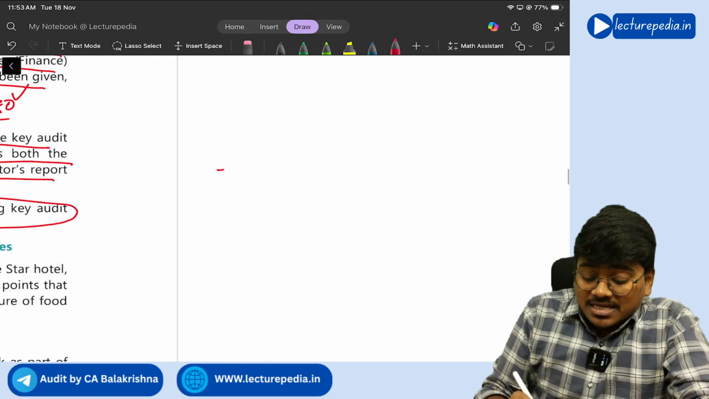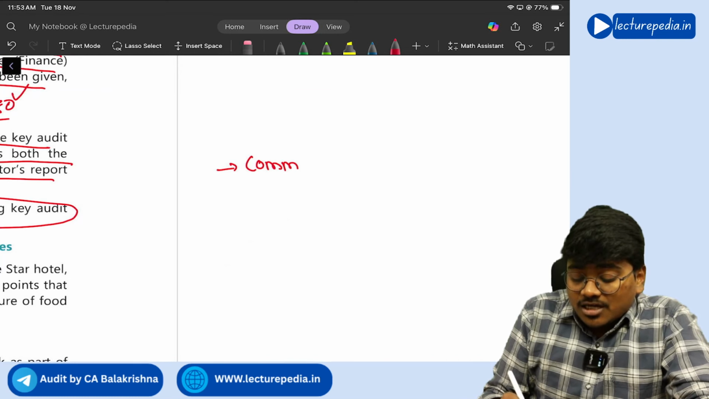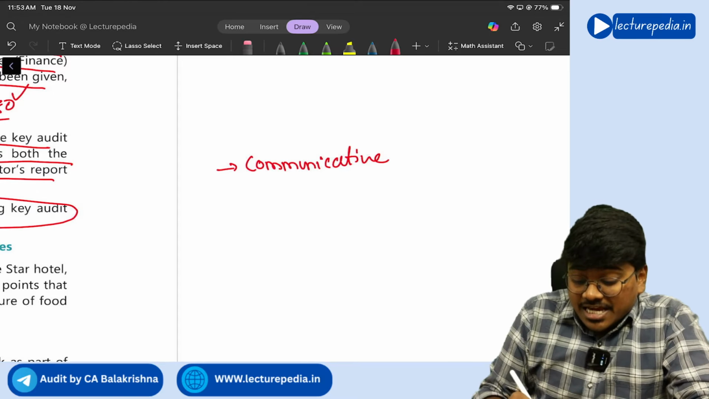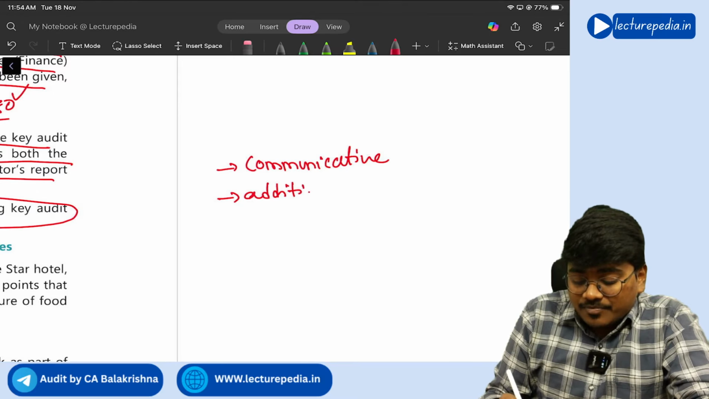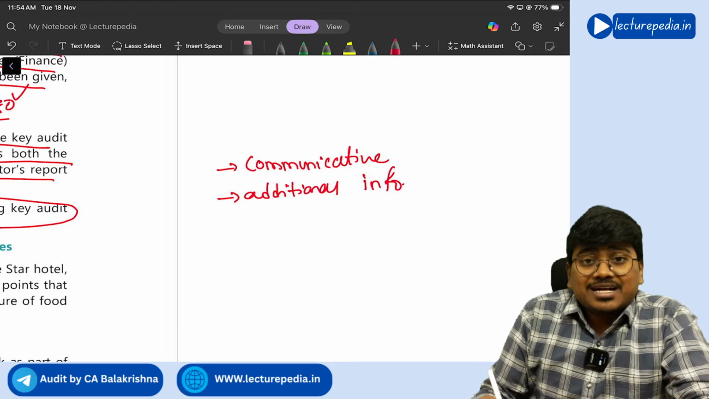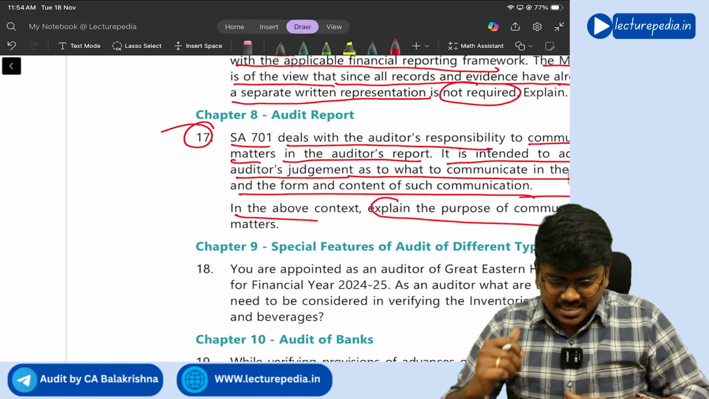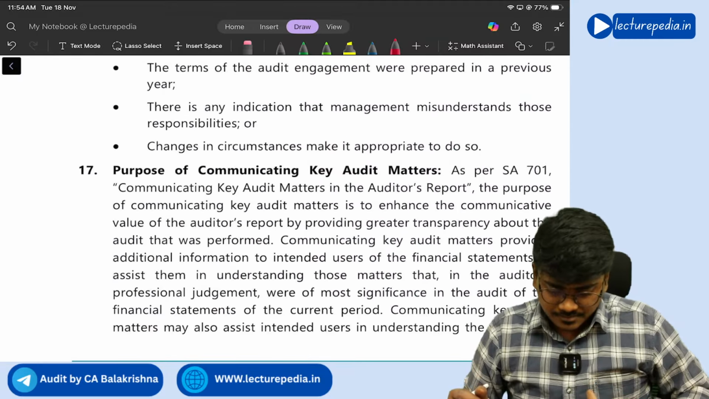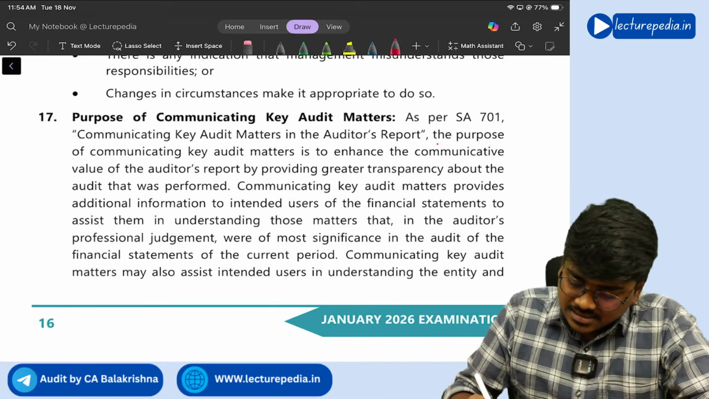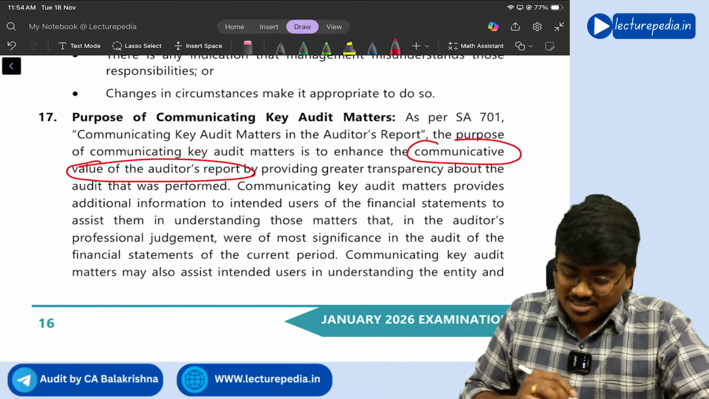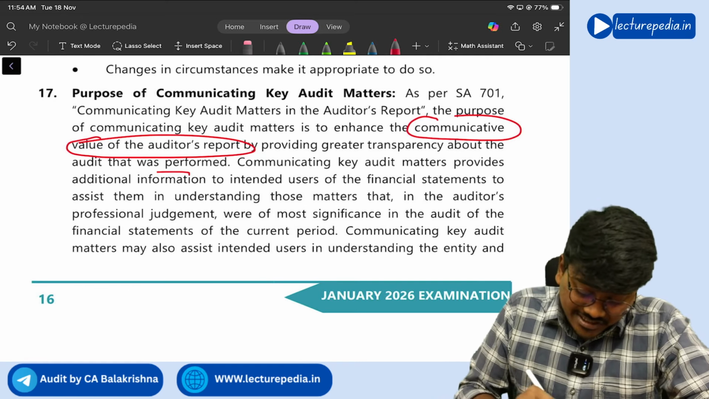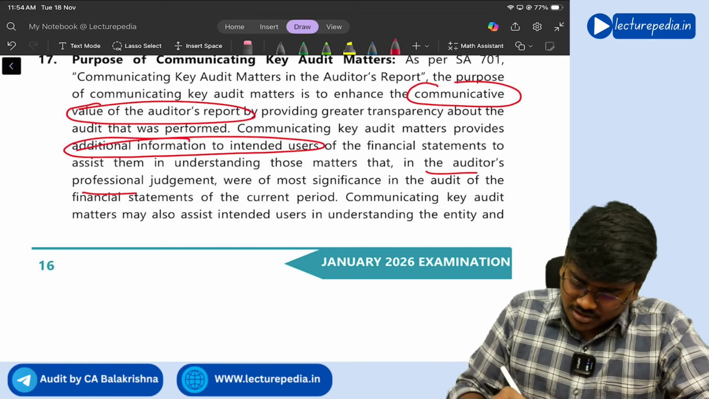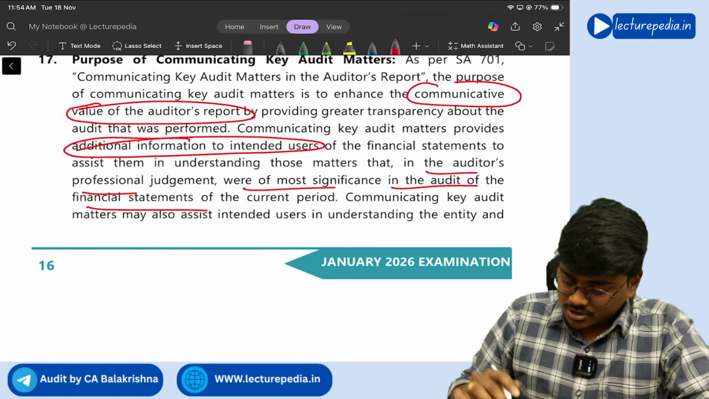The purpose, it will increase communicative value of audit report, correct or not? It will provide additional information to the users, correct or not? So this is the purpose. Still there is one more purpose. Let me take you to that particular answer. So if you see, it enhances communicative value of auditor's report. Yes. And additional information to intended users. Yes. In the auditor's professional judgment were of most significant in the audit of financial statements of current period.